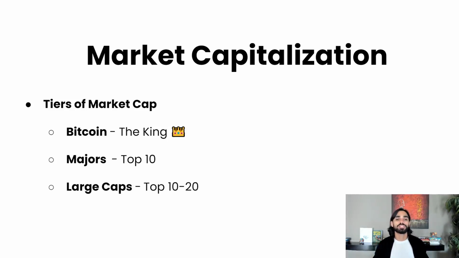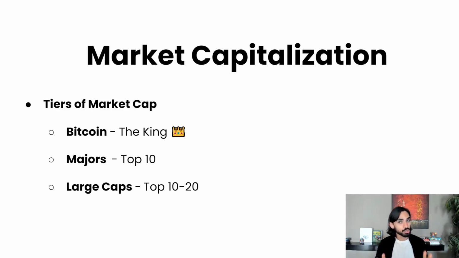Now we have the large caps, the top 10 to 20. These are going to be much riskier than Bitcoin and the majors, but they're also going to be much more volatile. Generally, when an asset gets to this range, there's a specific reason it's done. And now as we go down the list, you're going to see a very clear pattern. The smaller the coin gets, the more volatile and risky it is.